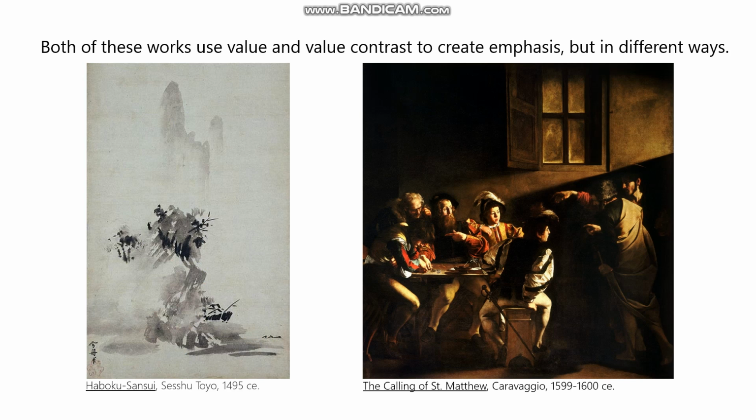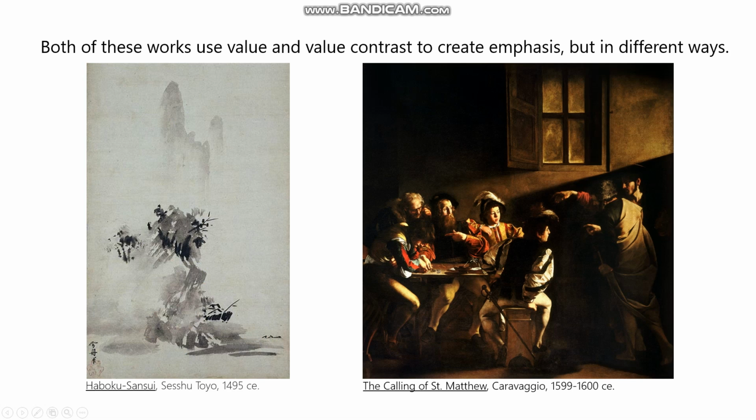In these two works, value contrast is being used for compositional effects in almost exact opposite ways. In this painting by Toyo, the area that has the most dark value really stands out against a painting that is primarily very, very light and light mid values, just these very, very faint washes. So this one area here really becomes a focus and an emphasis in the painting.